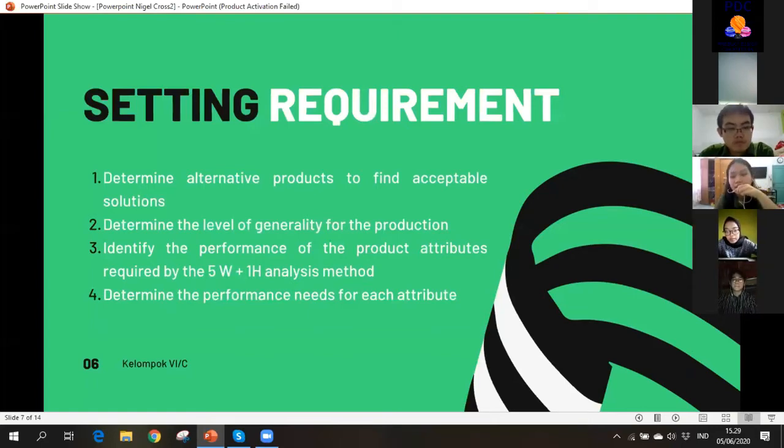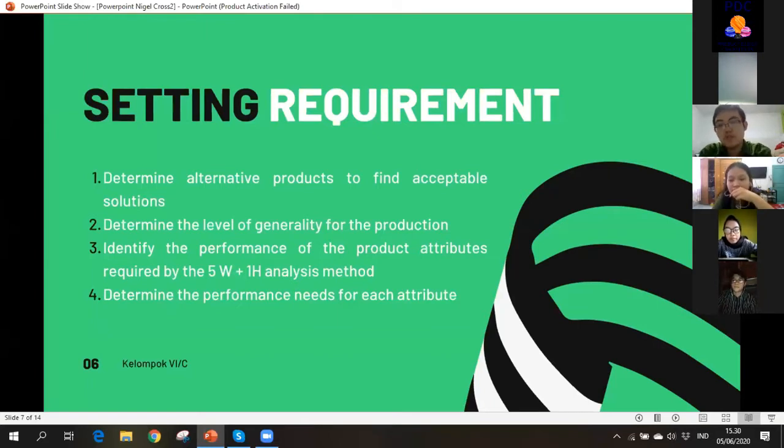Setting requirement is to compare the syringe pen product, whether the product specification includes demand or risk, by distributing questionnaires to customers. And as we know, we have been assigned to distribute a lot of questionnaires regarding our product to find out the specifications that we need.